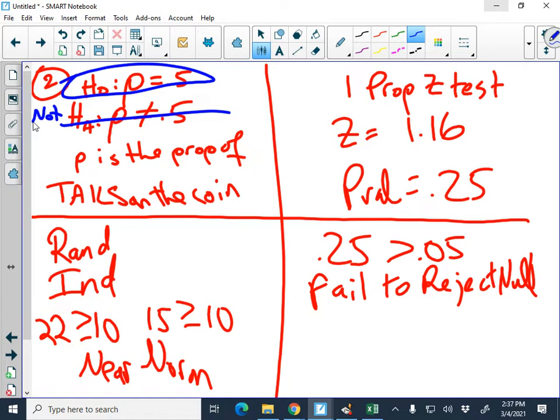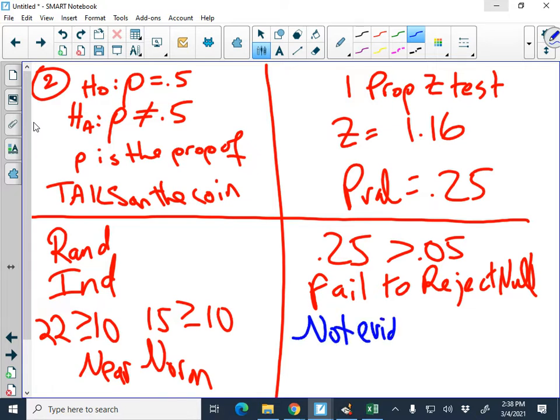But we always talk about the alternative. So I don't cross stuff off. If I fail to reject the null, not evidence of an unfair coin. Now, there's different ways I could have said that. It's not evidence that p does not equal 0.5. But again, it doesn't prove it is 50%. Why? I got 60%. How does 60% prove it's 50? It needs to be 50 to prove it's 50.